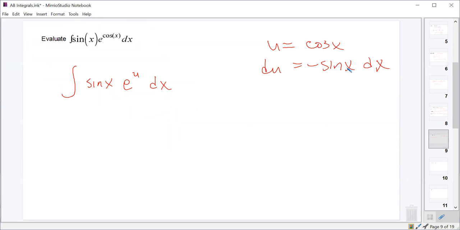We're taking the derivative of both sides. On this side, we're doing it in terms of u, so du. This time it's in terms of x, so it's got a dx attached to it. So du equals negative sine x dx. Good or no? Everybody good with that or not good with that?